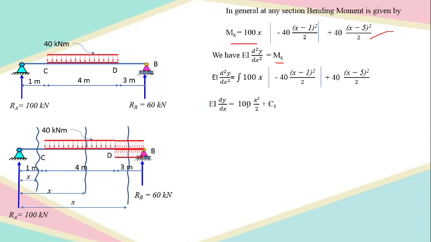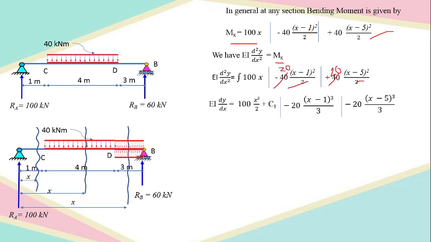So after integrating, what we are going to get? EI dy by dx is equal to 100 x square by 2 plus C1 minus 40 into (x minus 1) whole cube by 3 plus 40 into (x minus 5) cube by 3. So this has been simplified as 20, this also by 20.